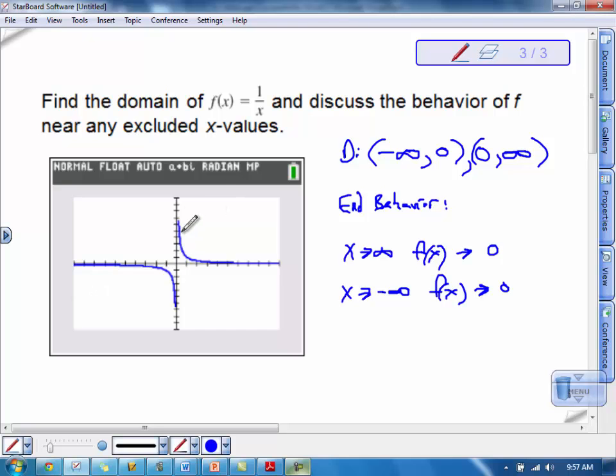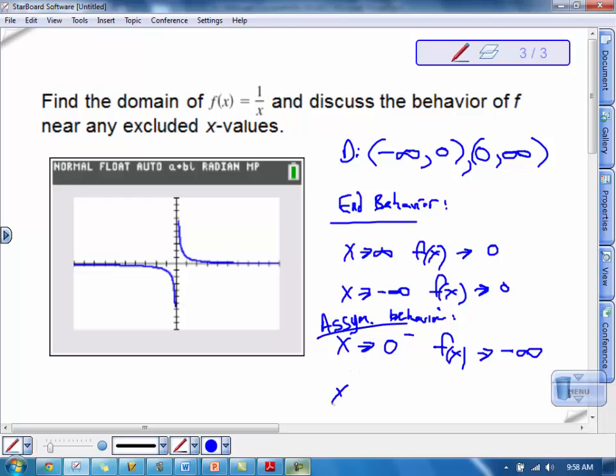Now let's look at what happens as we get near our asymptote right here. So as x approaches 0 from the left, that's what this little minus sign up top means, the function value approaches negative infinity. So I'll write this as asymptote behavior. As x goes to 0 from the left, the function goes down to negative infinity. As x goes to 0 from the right, the function goes to positive infinity.